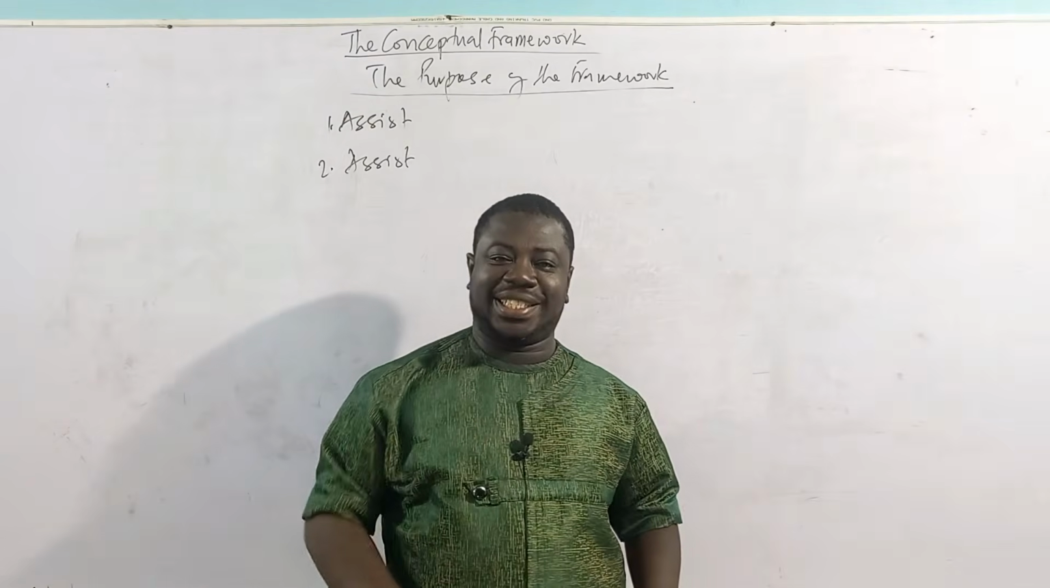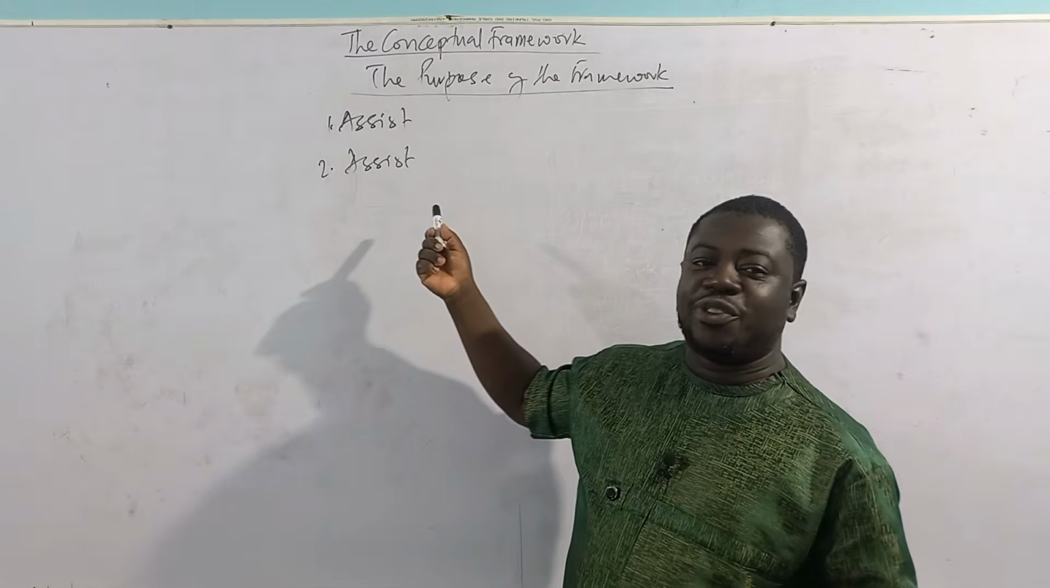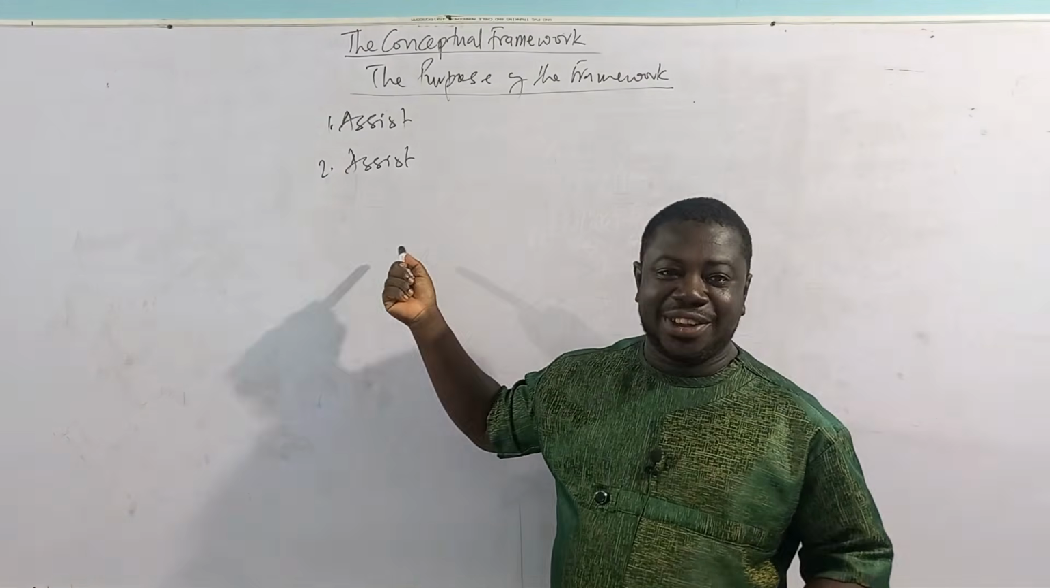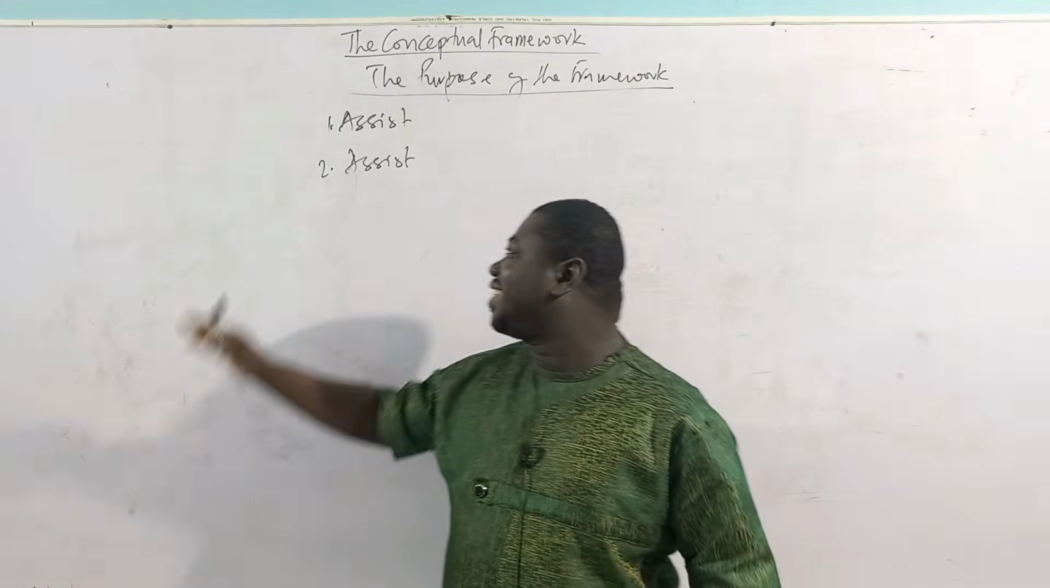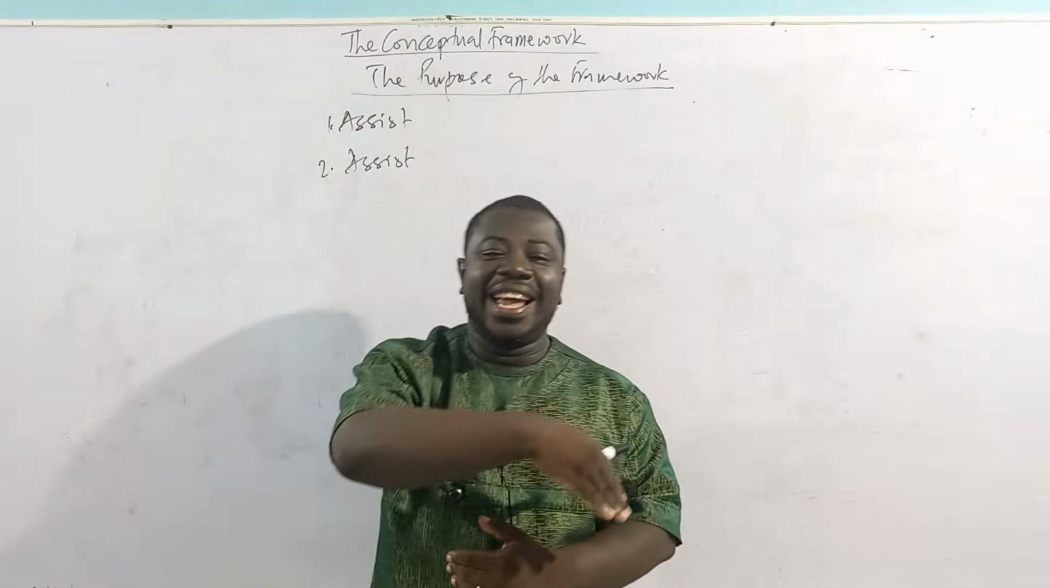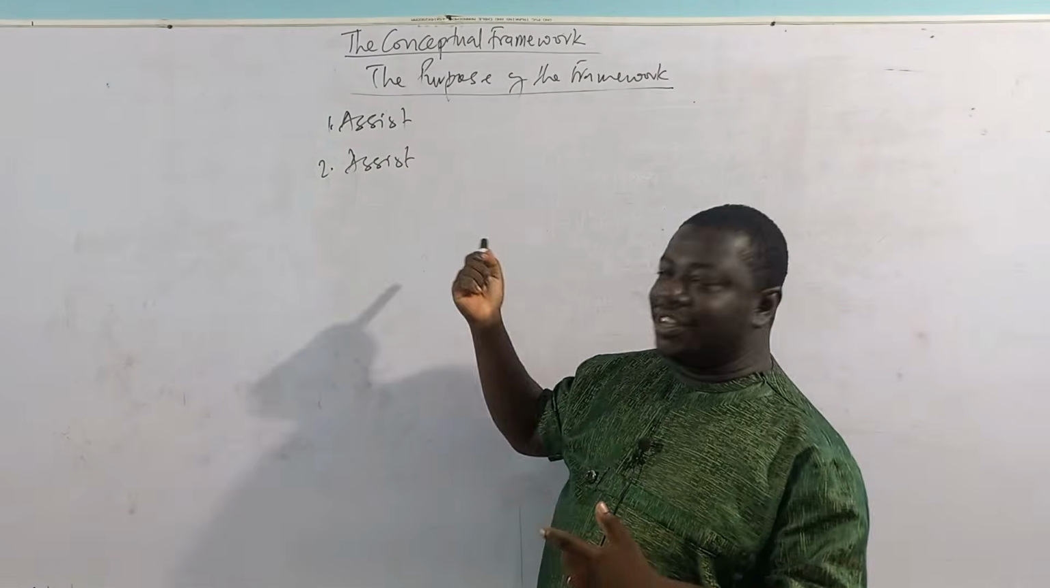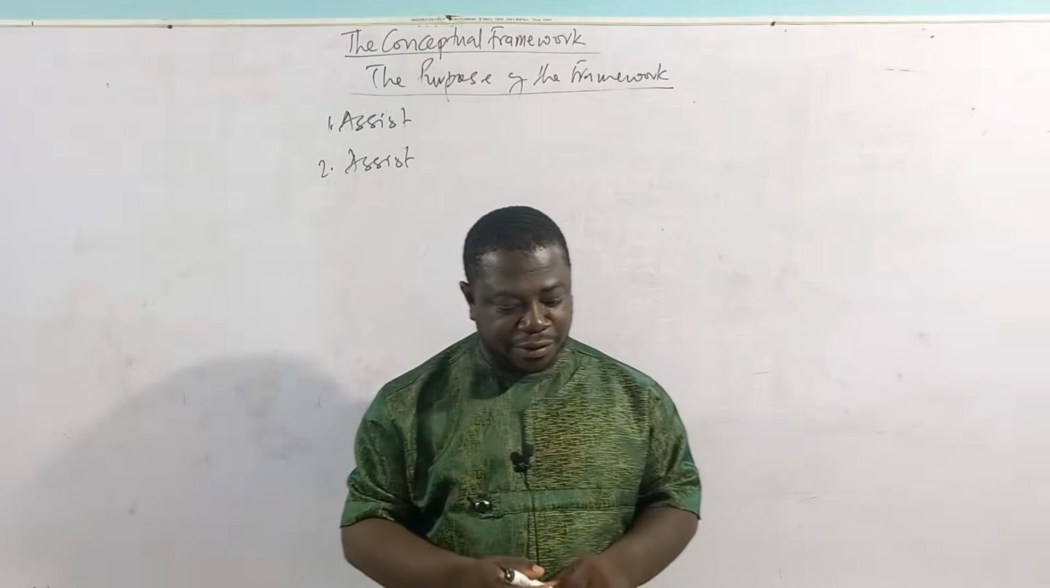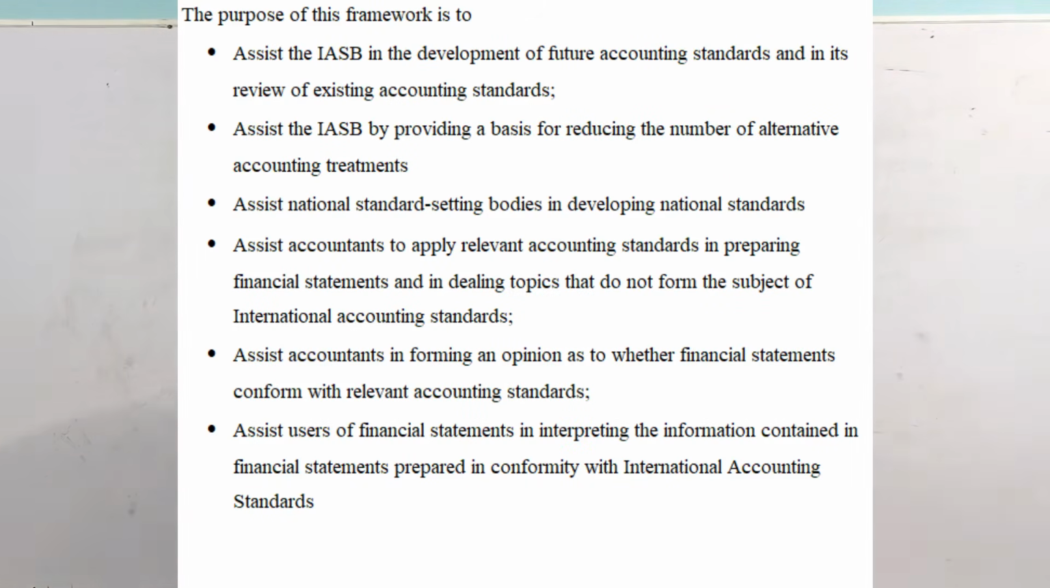So we are still assisting. If it is in football terms, we say that you are assisting for a goal. So yes, they are assisting the IFRS to achieve their goal. So that is the purpose of this framework. And then the fourth point is to assist accountants to apply relevant accounting standards in preparing financial statements and in dealing with topics that do not form the subject of international accounting standards.